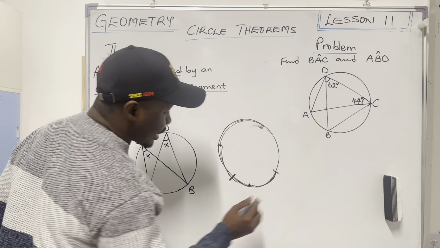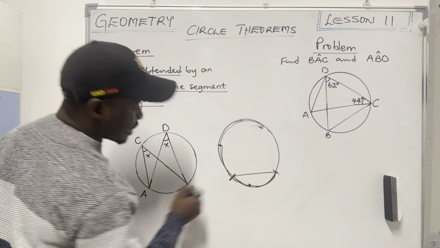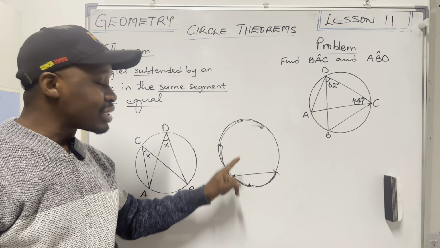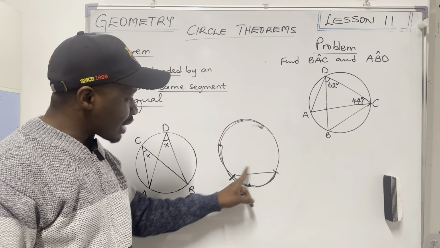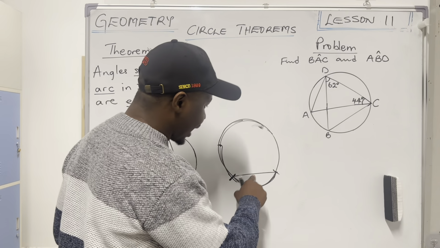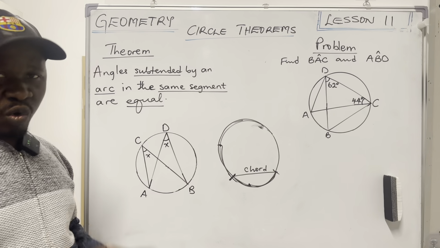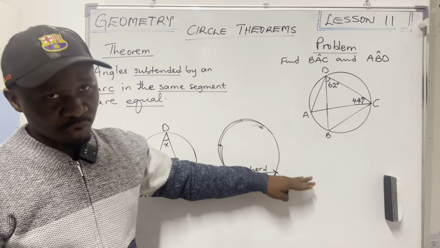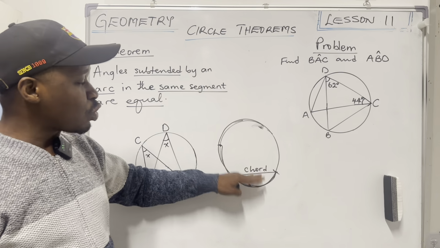If you connect the 2 points on this arc, we have a straight line. Any straight line that touches 2 points on the circumference is what we call a chord. So this line is a chord. This one is a chord. I hope this one is clear. Whenever you have a chord, the chord always divides the circle into two parts.